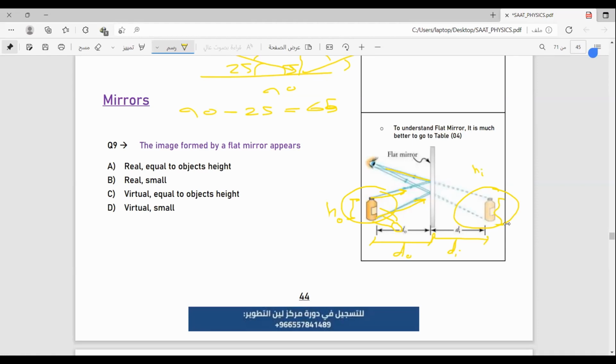Okay, so now if we look at question number 9, the image formed by a flat mirror appears. What do you think it will appear? Based on this picture, you will notice there is only one status here. Hamza says C. Dua also says C. Good. Yes, you're right, it is C. Why? Because it is virtual and also equal to the object in height, as we have said.